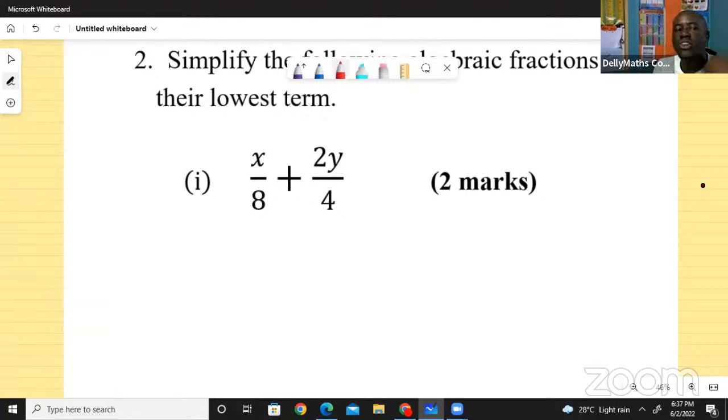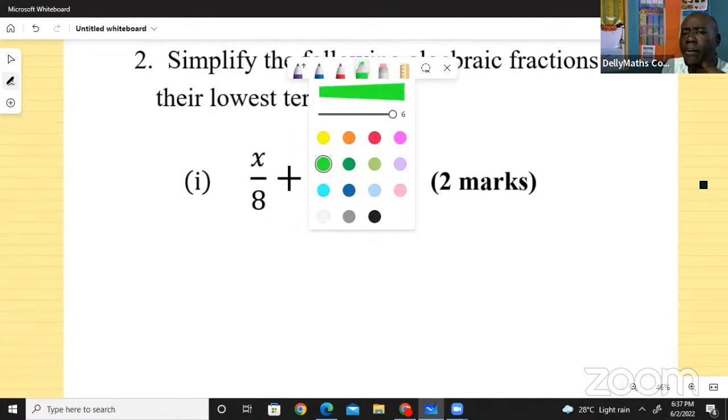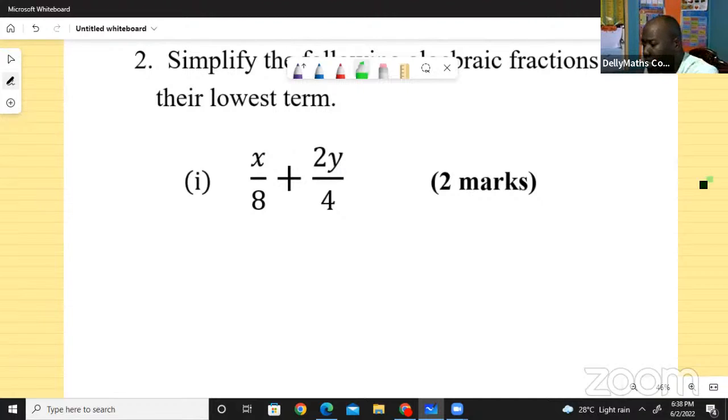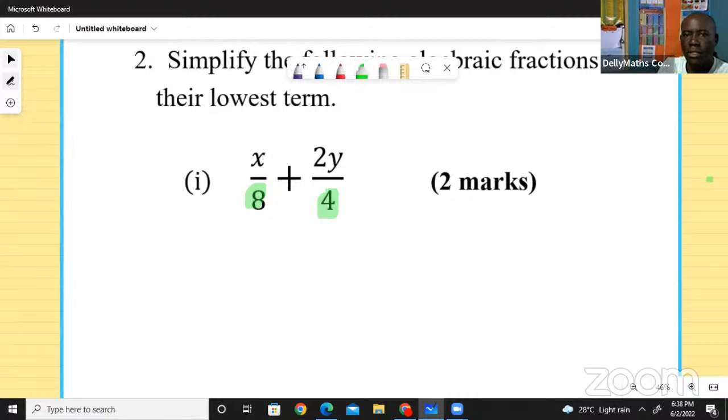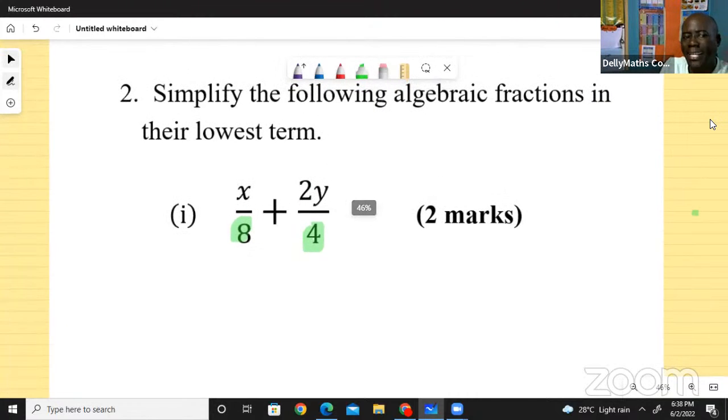It says 8x over 8 plus 2y over 4. It's algebra. We are adding fractions. Remember though, when you're adding fractions, it doesn't matter if it is algebra or anything, as long as you're adding fractions, if the denominators are not the same, you must use LCM. And you're definitely seeing that the denominators are not the same right now. Just take a look at it. One is 8, one is a 4. We're adding. That means we're going to have to use LCM.